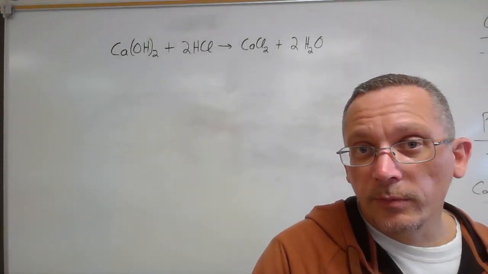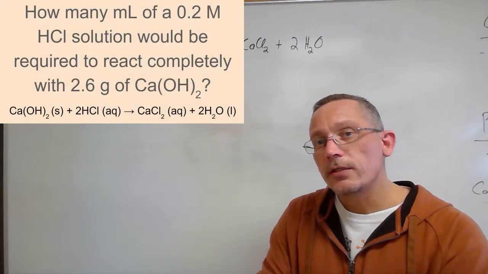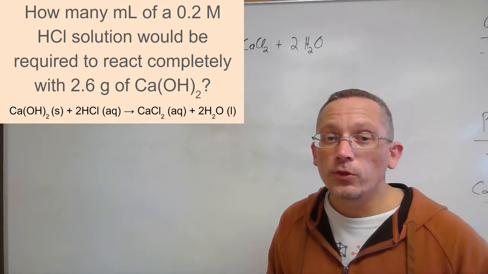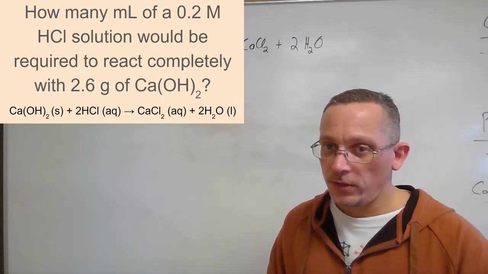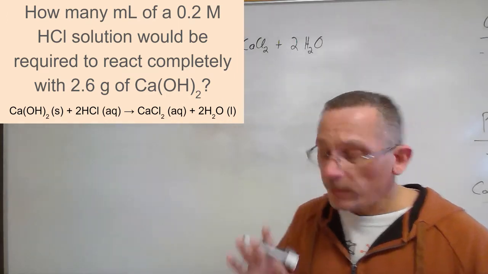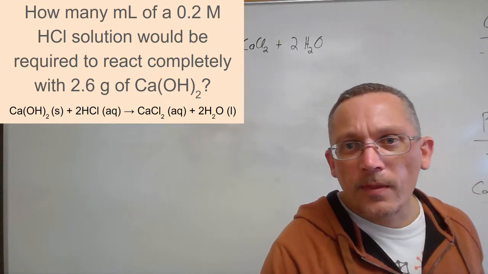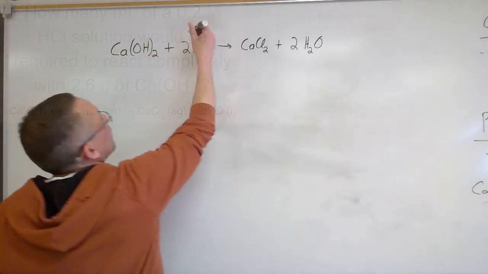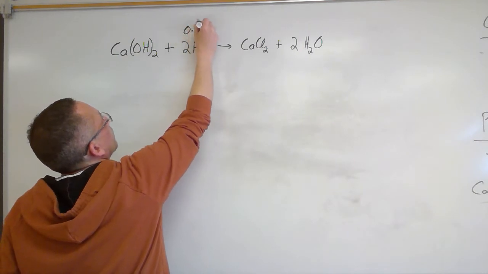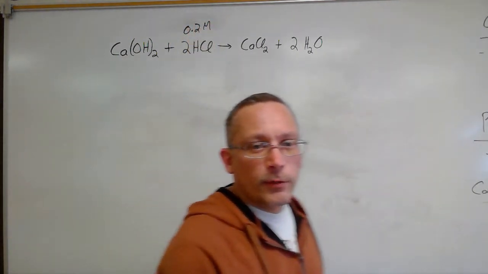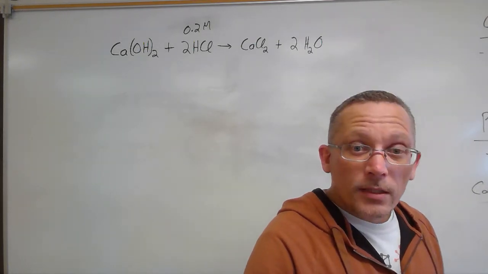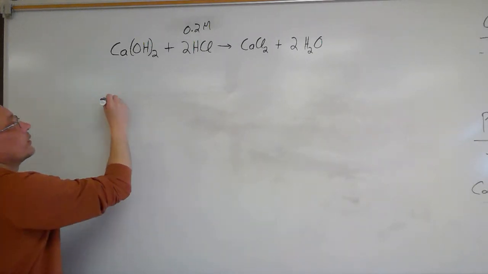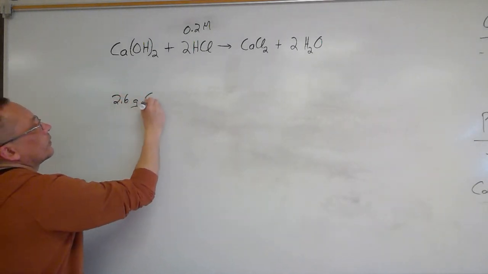Okay, here's the kind of problem they might give us. It says, how many milliliters of a 0.2 molar HCl solution would be required to react completely with 2.6 grams of Ca(OH)2? First thing, I'm going to make a note here on the board that the concentration of HCl was 0.2 molar, so that I've got it in front of me and I don't forget it. Now the number they gave me that I can start with was 2.6 grams of Ca(OH)2. So I'm going to start with 2.6 grams of Ca(OH)2.